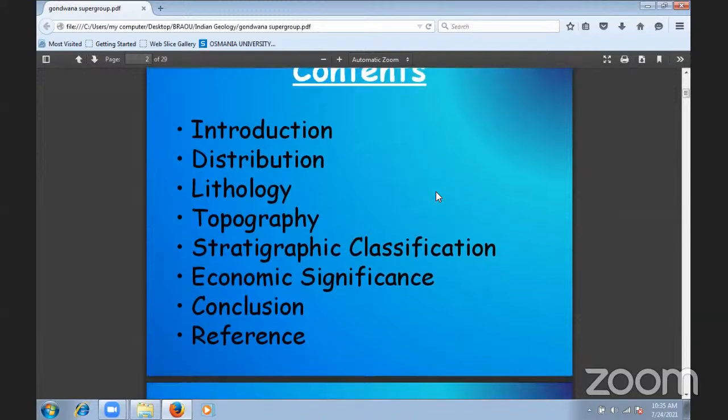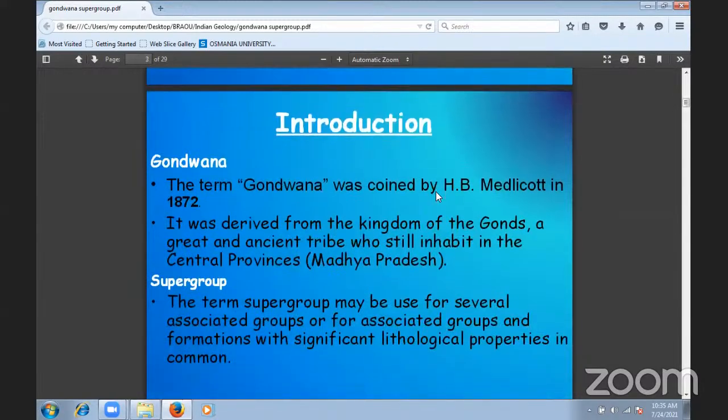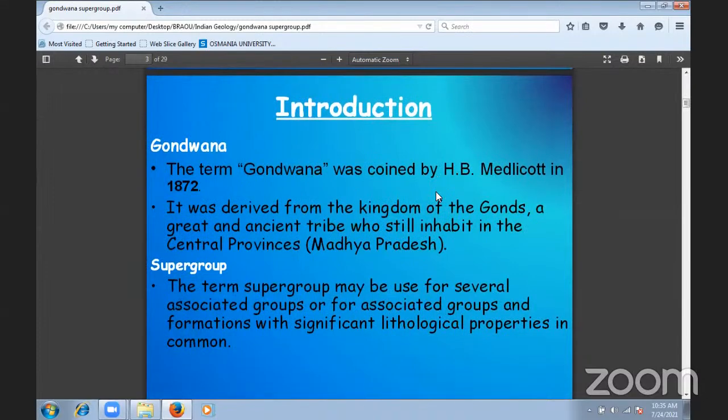The term Gondwana was coined by H. B. Medlicott in 1872. The word was derived from the kingdom of the Gonds, a great and ancient tribe who still inhabit central provinces like the Madhya Pradesh and Chhattisgarh area.